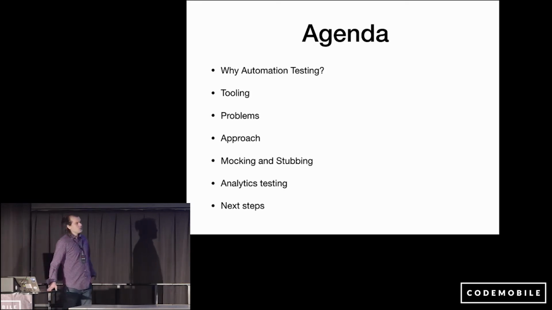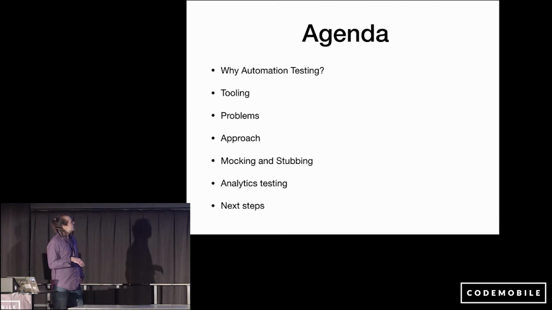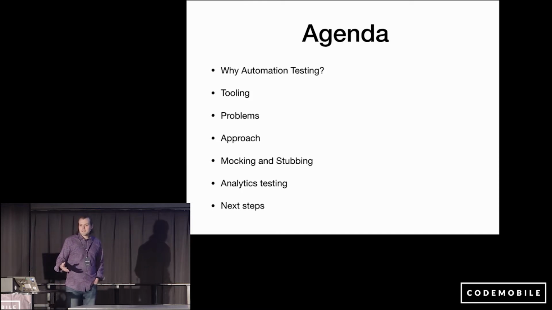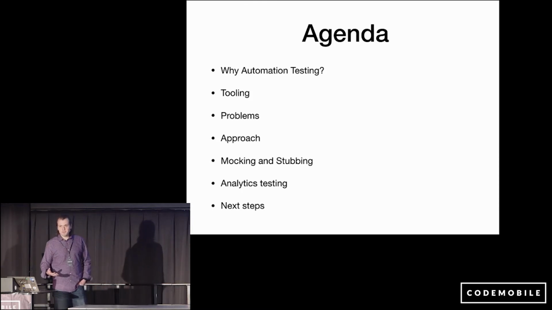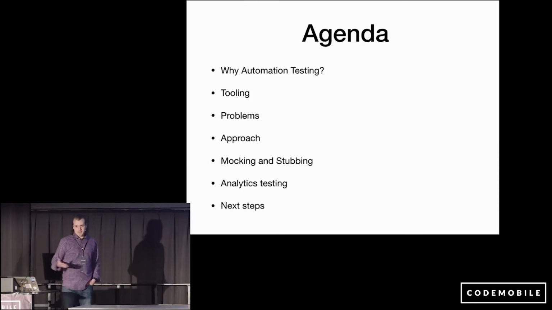Then a bit about the tooling: what tools exist for iOS specifically, what we can use, and which tools we use internally in Trainline for these specific tasks. Third, a bit about the problems, which kind of problems we faced, how we managed to solve them, and how we deal with UI automation in total.